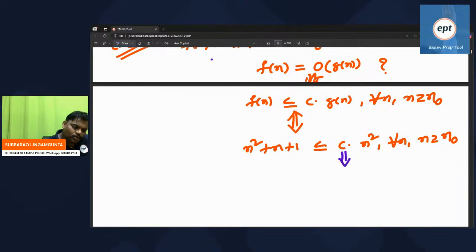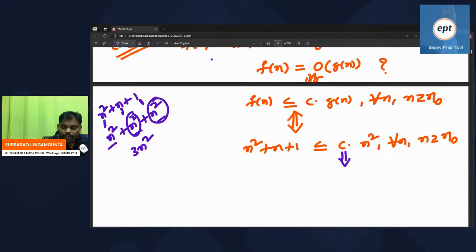Let me ask you one small thing. N square, N square, N square. It is a 3n square. You only say n square, n, 1. Comparing n square, both are n square, okay. But comparing n and n square, n square is bigger. Comparing 1 and n square, n square is bigger. What I mean to say is n square plus n plus 1 is smaller than 3n square. So I think you can take C value 3.